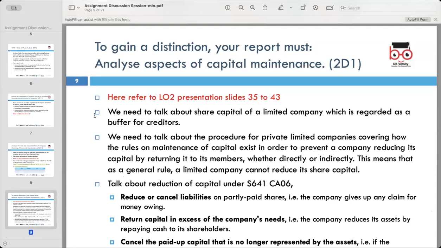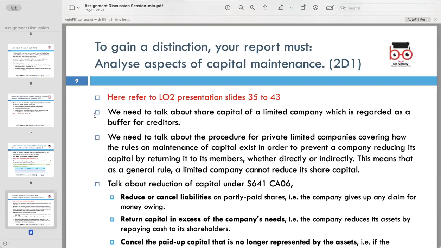Okay. So explain how share capital in a limited company acts as a protective buffer for creditors. Share capital represents the financial stake of the company's owners, the shareholders, and it serves as a source of funds that can be used to cover debts in case of financial difficulties.